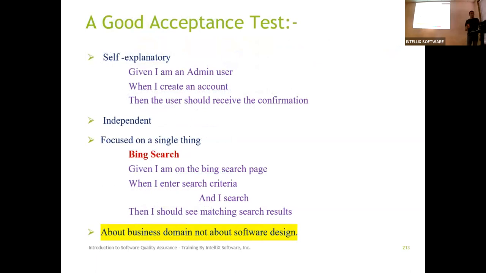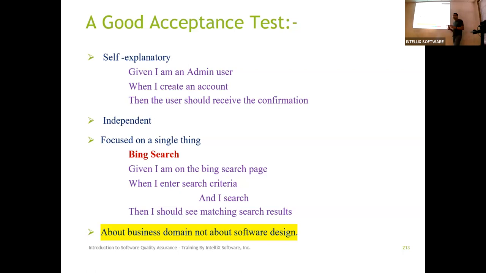Again, the same principle applies that you have for test cases: individual, independent, self-explanatory, focused on a single thing. You cannot mix and match two different things in one acceptance test. So, given I am an admin user, when I create an account, then the user should receive the confirmation. This is my acceptance test for creating the account.